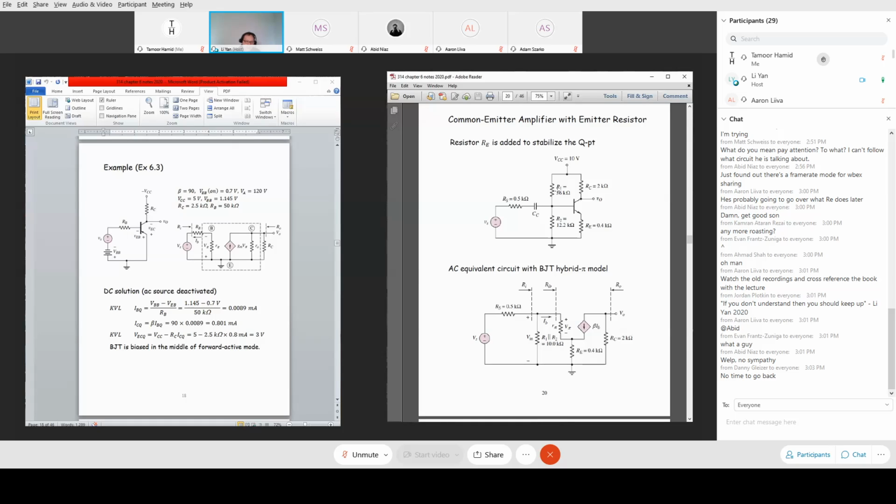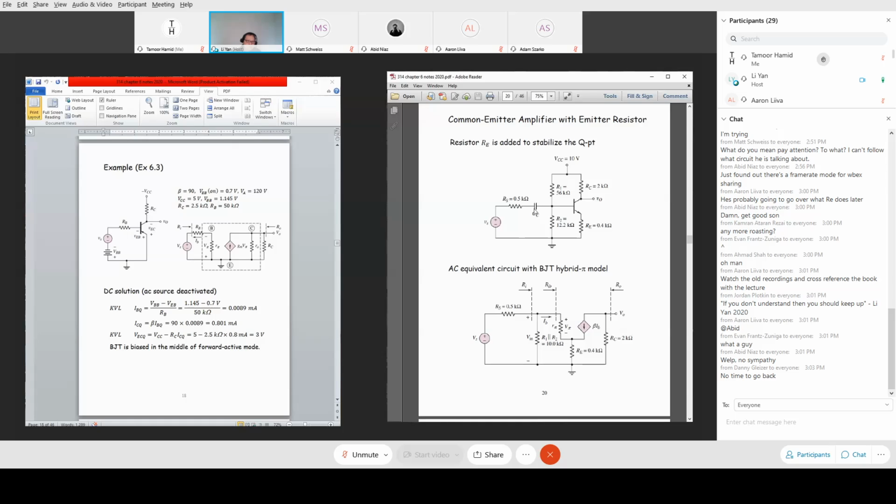So that's the biasing circuit. We would like to go this route instead of the previous one, borrowing the knowledge from chapter 5. Once you put in the RE, we analyzed this full circuit back in chapter 5. But what we want to know now, in chapter 6, is what the AC equivalent circuit behaves like. Once you add the resistor RE, you can see its effect on the AC equivalent circuit.